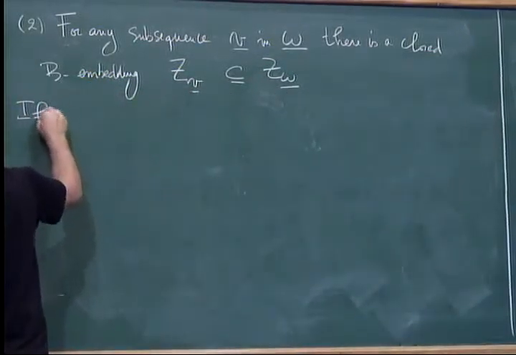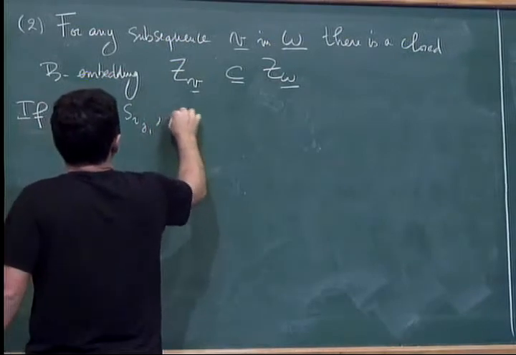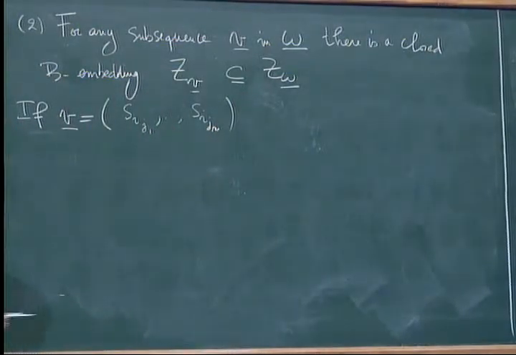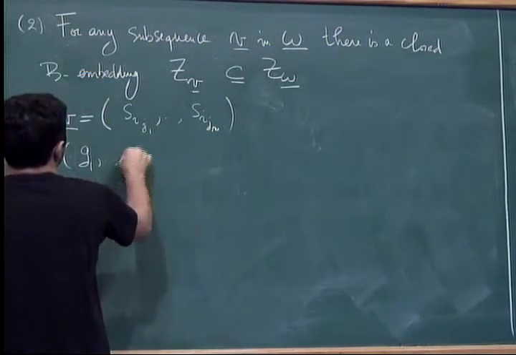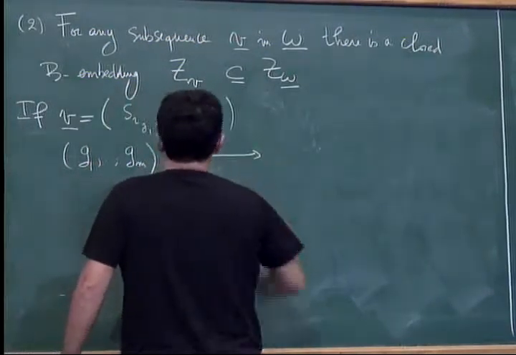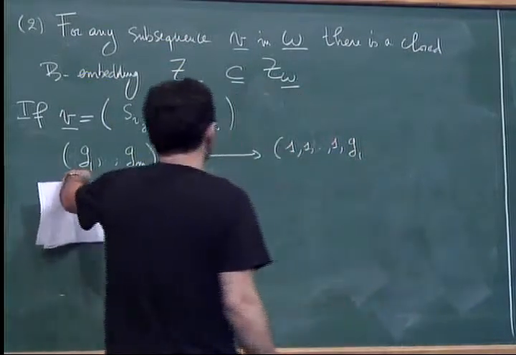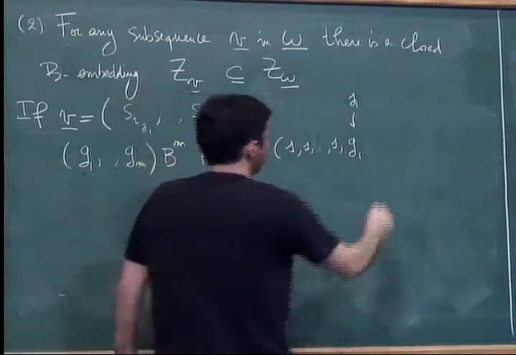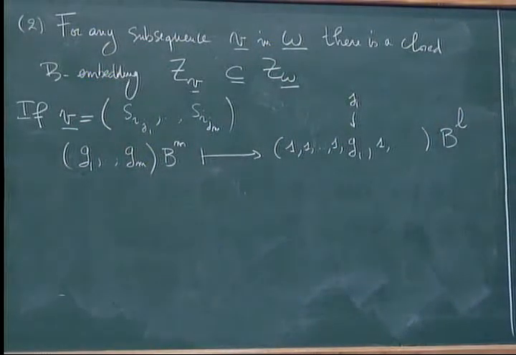So if V is S I G1 up to S I G M, then you map G1 up to GM in B to the power M to B to the power L. So you put 1, 1, 1 in the other places, and G1 is exactly the place corresponding to J1 and so on. So you add some 1 inside.